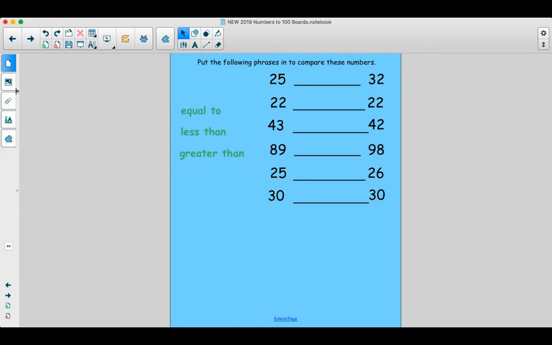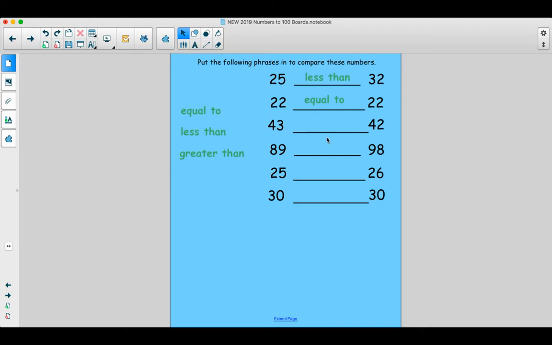So 25 is and 32. 25 is less than 32. That's right. So that means 25 is smaller. 22 and 22. 22 is equal to 22. They're the same. How about 43 and 42?